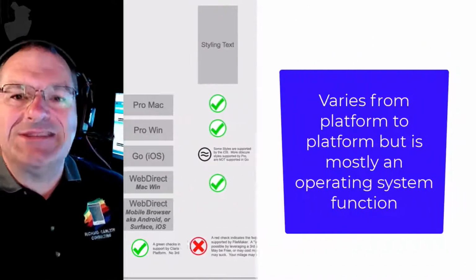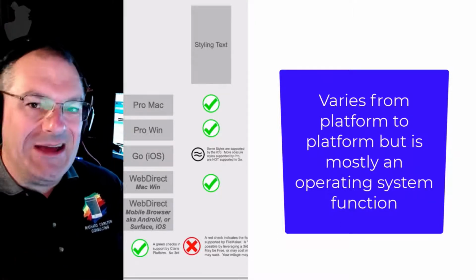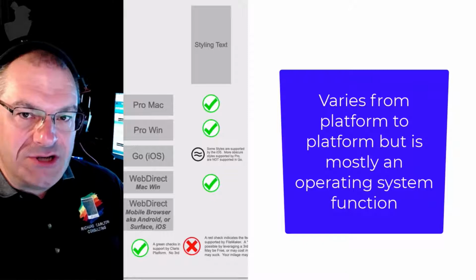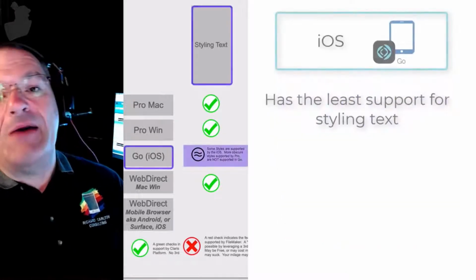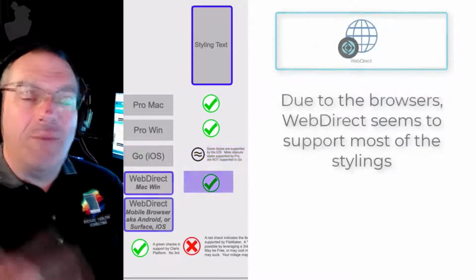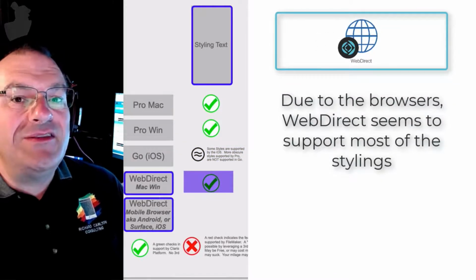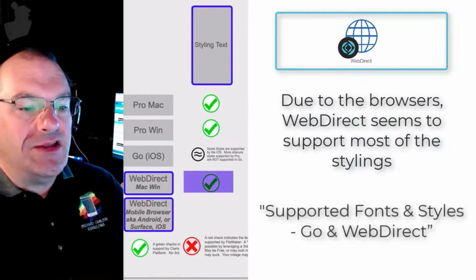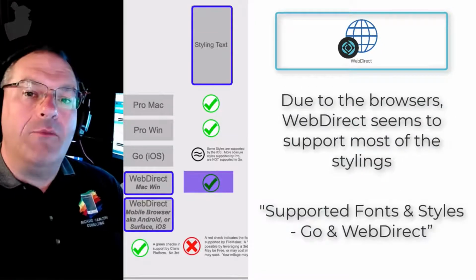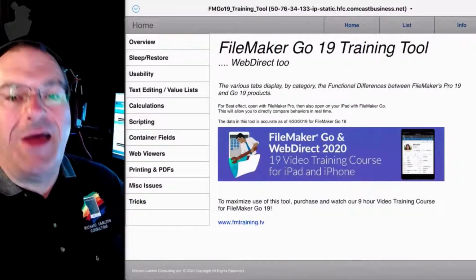Obviously, styling text varies a little bit from platform to platform. Most of the times when you style text, that's an operating system function. And so interestingly enough, FileMaker Go has the least support of styling of any of the clients. WebDirect, because the browsers tend to support most of the styling that you see there. Pretty interesting. So you'll see that in a video as well as our FileMaker Go and WebDirect training tool, which I have popped up right here on my iPad.